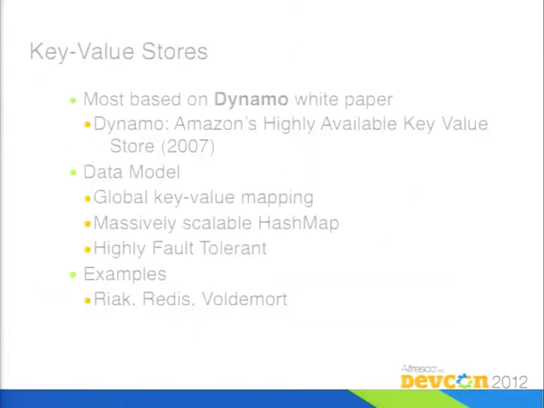So now we have key value stores. Key value stores are based on the Dynamo white paper. Basically Amazon created this database to support their checkout process. It had to be highly available, highly fault tolerant, and it had to always be up and never down. The basic data model for key value stores is simply a hash map. Examples of that are Redis, Riak, and Voldemort.